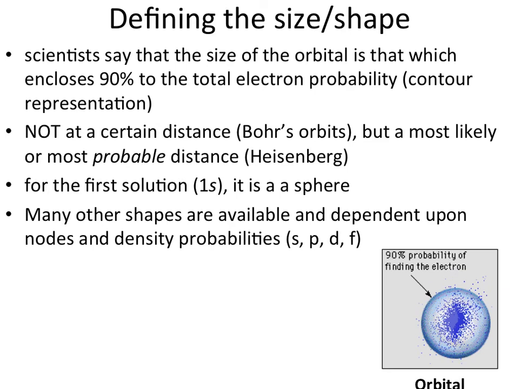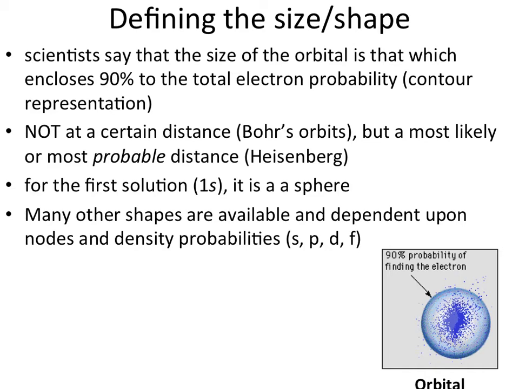So the size of orbitals are basically where 90% of the total electron probability resides. So what does that mean? That means that an orbital is going to be dictated by where you have a 90% chance of finding the electron. Okay, so unlike Bohr's approach, they're not going to be a certain distance. The electron is not going to reside at a certain distance, but a most probable distance. Remember, we're looking at a probability curve.